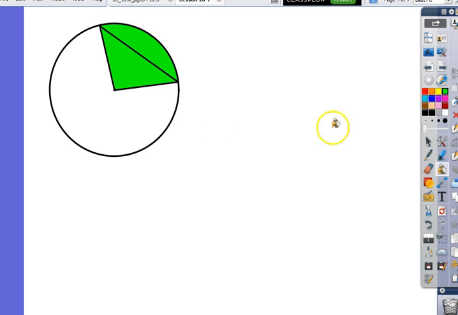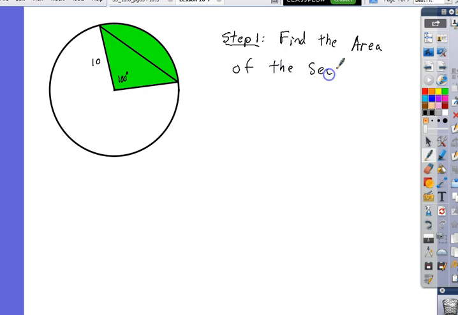So I'm going to put some numbers in here, and I'm going to give you a step-by-step method for solving this. If I put 100 degrees here, and I tell you that this is a length of 10, we could find the area of the sector. So step 1 is find the area of the sector. Okay, we'll do that in just a second. Now, if I find the area of the sector, that's not really the area of what I want to know. The area of what I want to know actually takes out this portion of the sector.